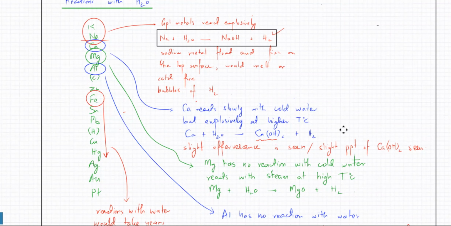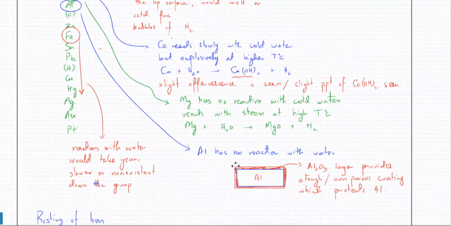Aluminium का याद रखना, it's a favorite question, doesn't rust at all. उसको कुछ भी कर लो पानी के साथ react नहीं करता क्योंकि it's got this coating which is very tough. और नीचे आते हुए reactions slow down. It takes years for them. Any question, Naira? Any question?